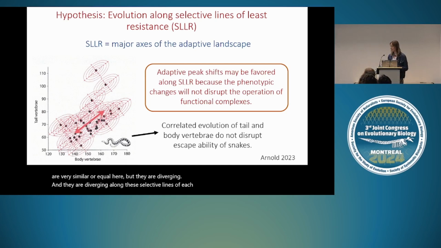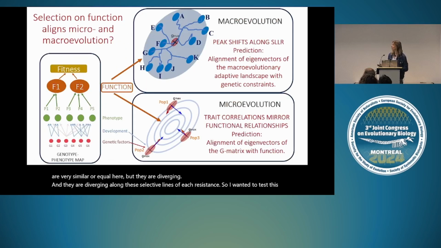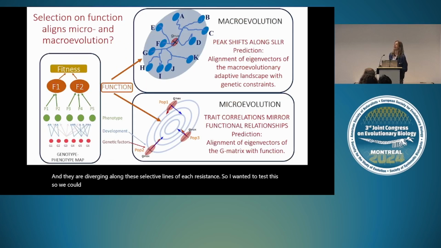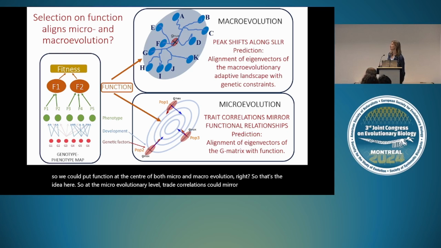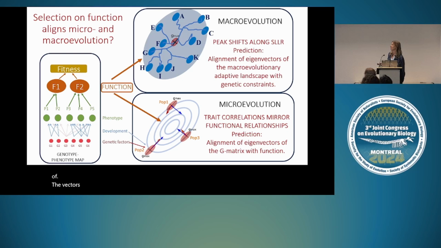So I wanted to test this. So we could put function at the center of both micro and macroevolution, right? So that's the idea here. At the microevolutionary level, trait correlations could mirror functional relationships, so you would predict an alignment between axes of maximal variance and function. And at the macroevolutionary scale, you would predict an alignment of the vectors that are explaining variance in the adaptive landscape with the G matrix. So I'm going to try to test these things.